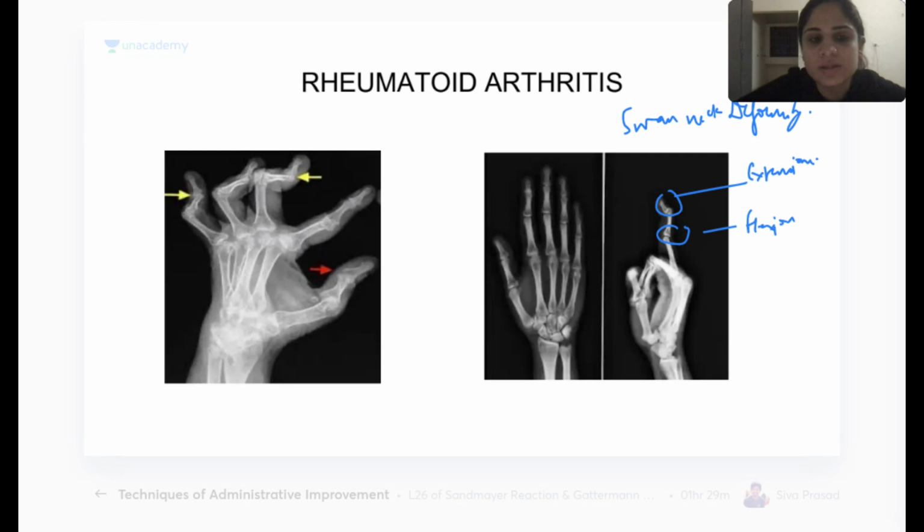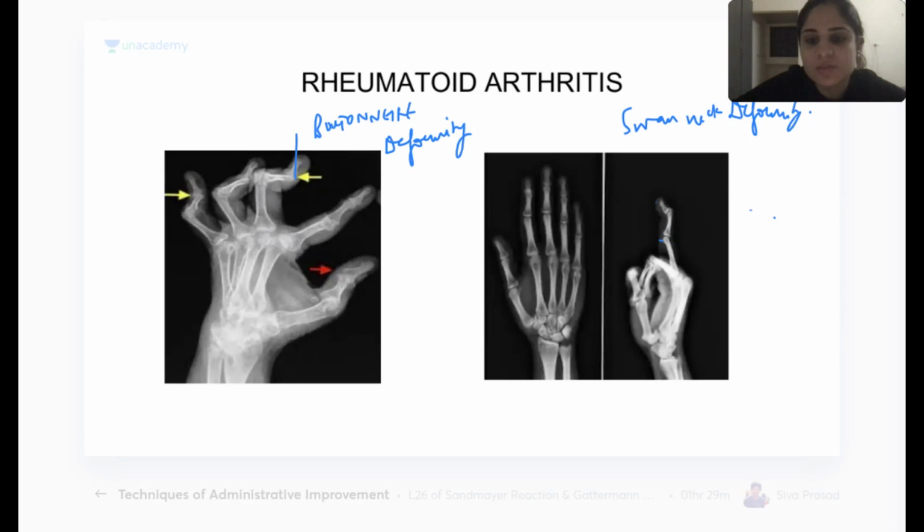Now, can you tell me what is this deformity? There is a right angle at the level of the proximal interphalangeal joint. This is not Z deformity. This is a complete right angle of flexion at the level of the proximal interphalangeal joint. Yes, very good, Tariq. So this is called your boutonniere deformity.